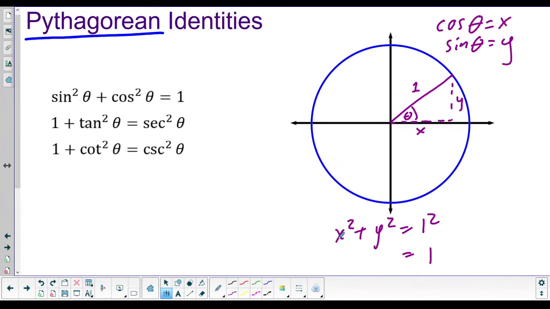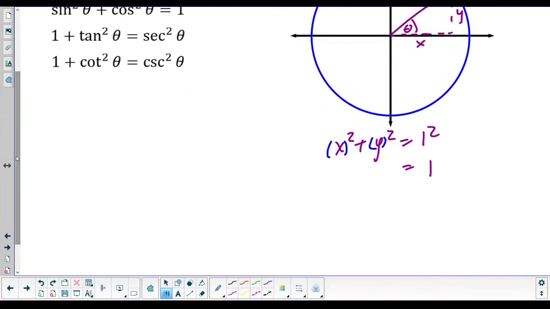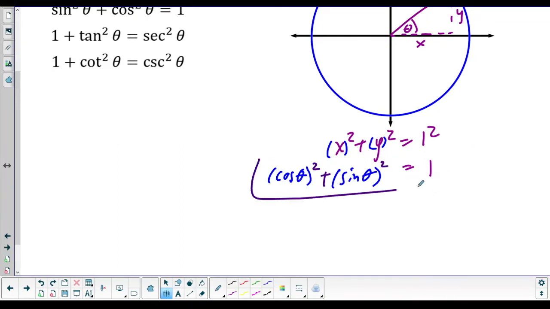So 1 squared is 1, and we just said that x is cosine. So I'm going to do a substitution. Where the x was, right here, I'm going to replace that with what x equals, cosine. Likewise with y, I'm going to replace it with sine. So we're going to have cosine of theta squared plus sine of theta squared equals 1. And that's how you get this equation. It's by doing the Pythagorean theorem on the unit circle.